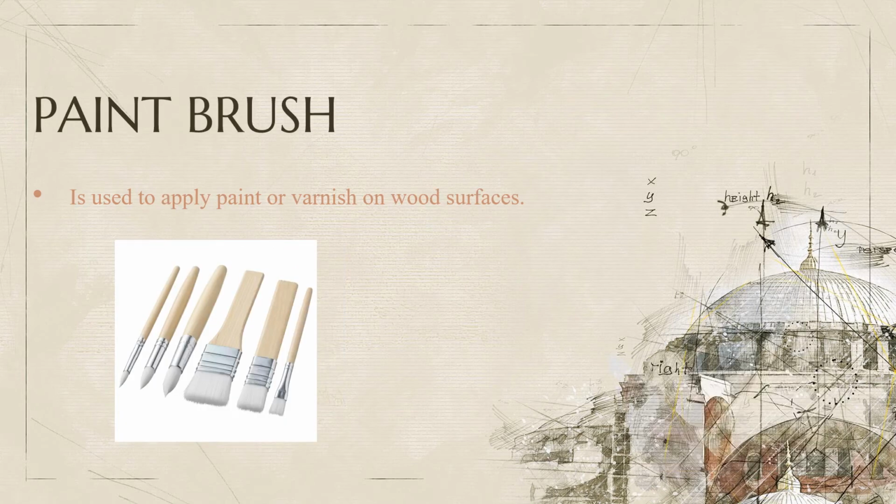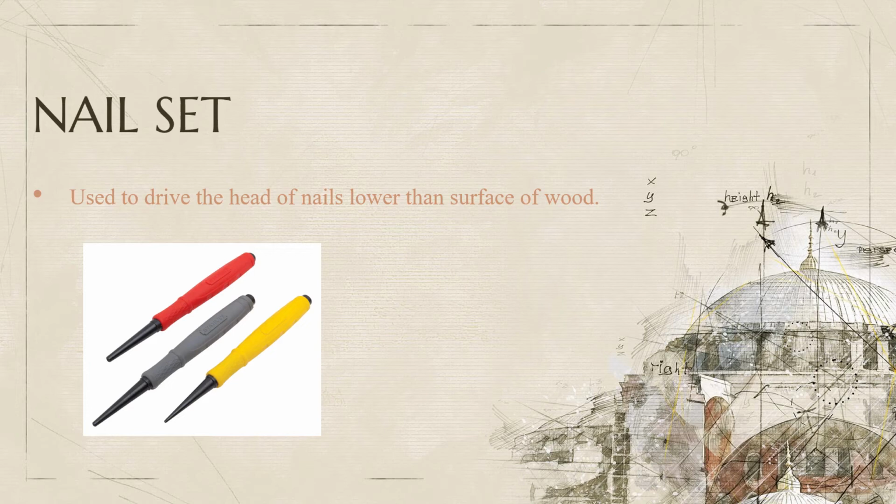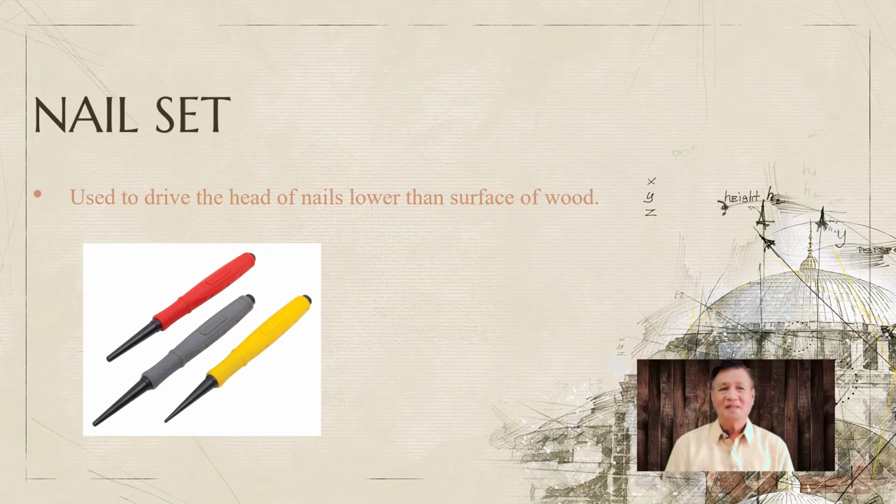Next is paintbrush. Paintbrush is used to apply paint or varnish on wood surfaces. Next is nail set. Nail set is used to drive the head of nails lower than the surface of wood.